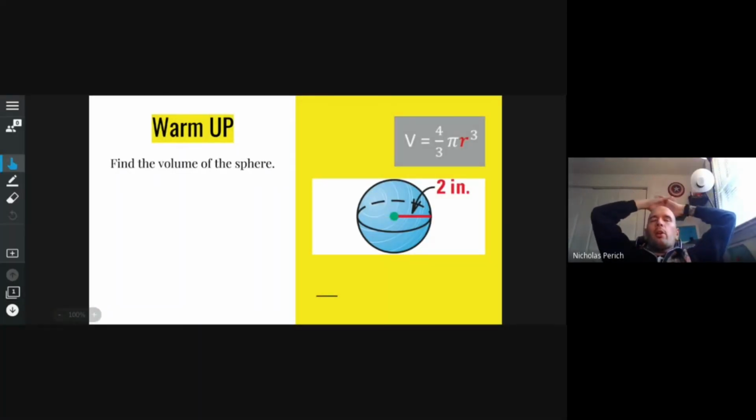By now we've learned the volume of a cylinder, which is something that looks like a can. You've learned the volume of a cone, which is something that looks like a cone. And you've learned the volume of a sphere, which is a ball.